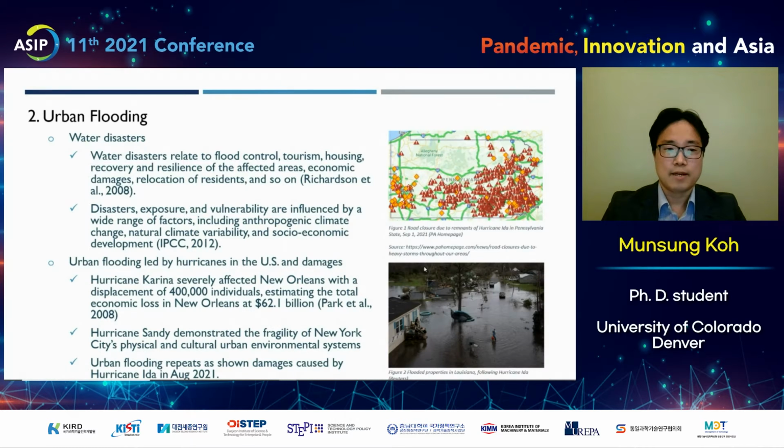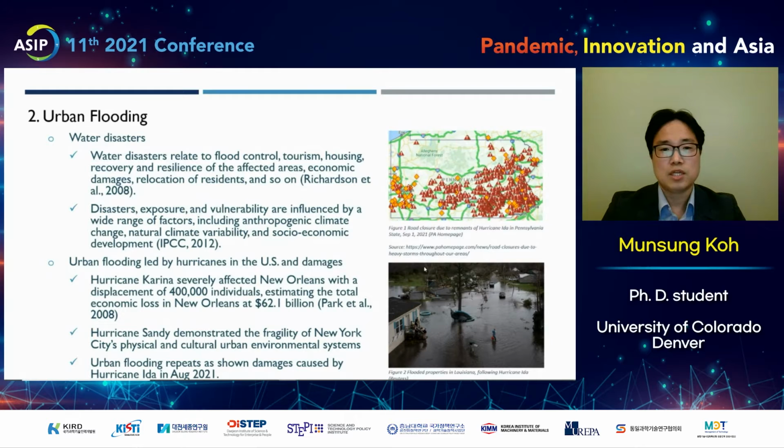So urban flooding, the water disasters, affect many different things. It affects the flooding control system, tourism, housing market, many economic activities and recovery, and the resilience of the area. The disasters also can be influenced by many different factors. Some of them are climate change and socio-economic development.